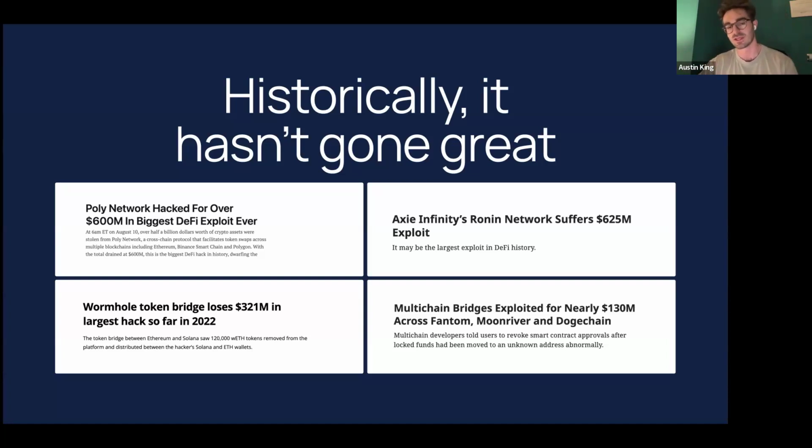Especially one thing that is pretty precarious for the space at large is that a lot of this money has been exploited by sanctioned entities, like the Lazarus Group from North Korea.